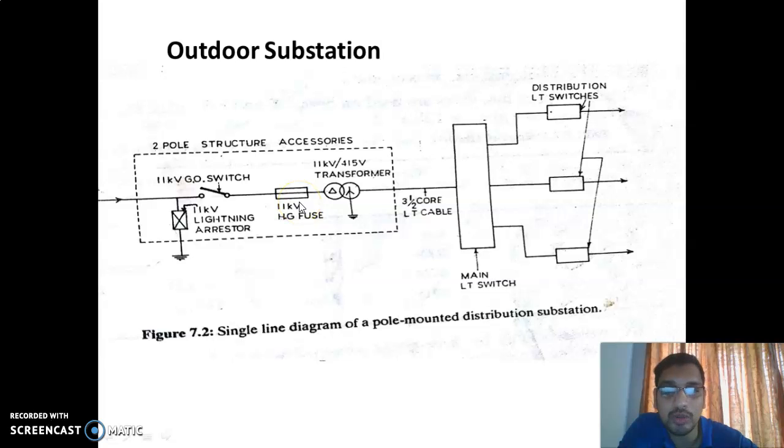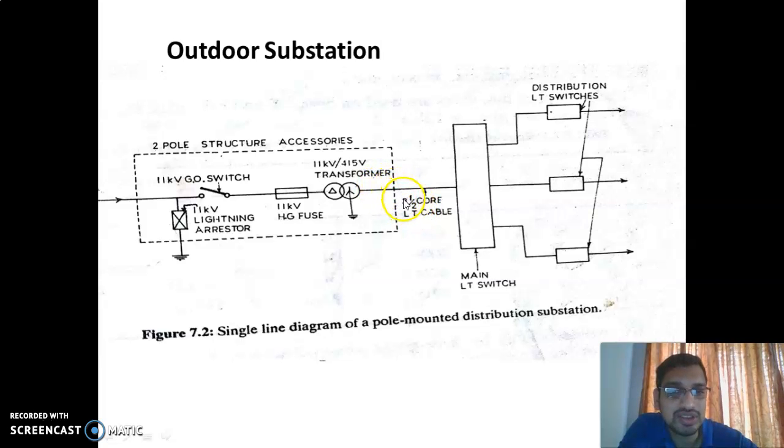After the dropout fuse, we install a transformer. Normally we install a delta star connection transformer, 11 kV to 415 volt. The capacity of the transformer is decided by the maximum demand of the industry. From the secondary side, we take an underground cable that carries the secondary current. Normally we use a 3.5 core cable, because it is a three-phase system.